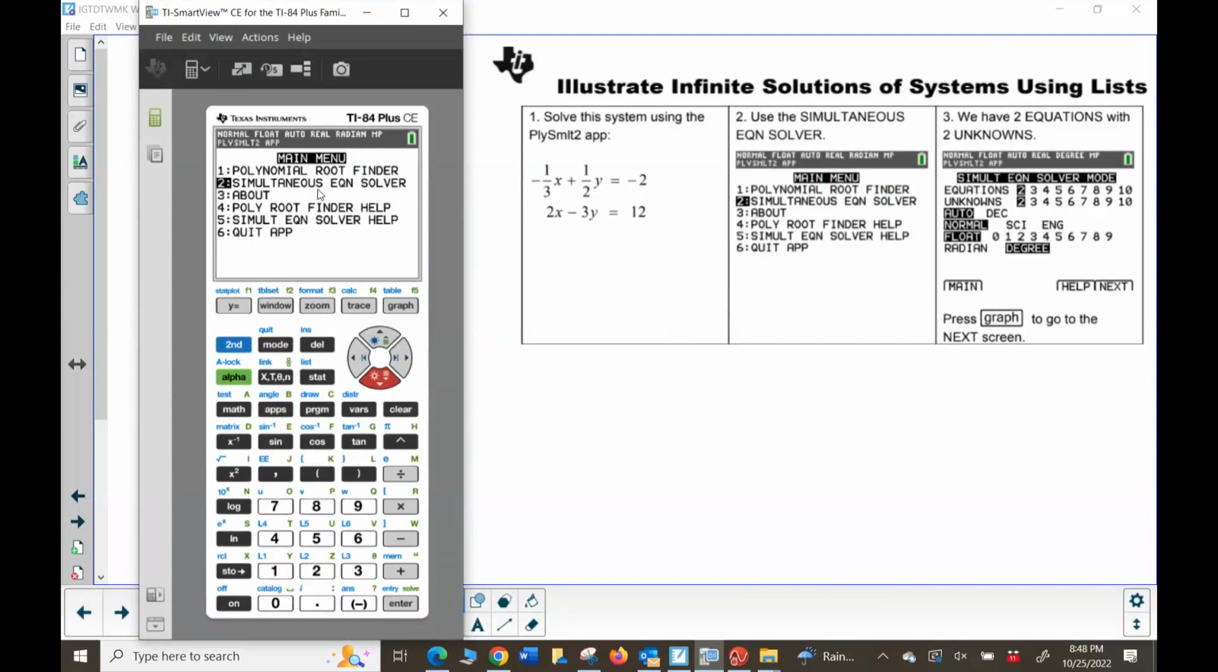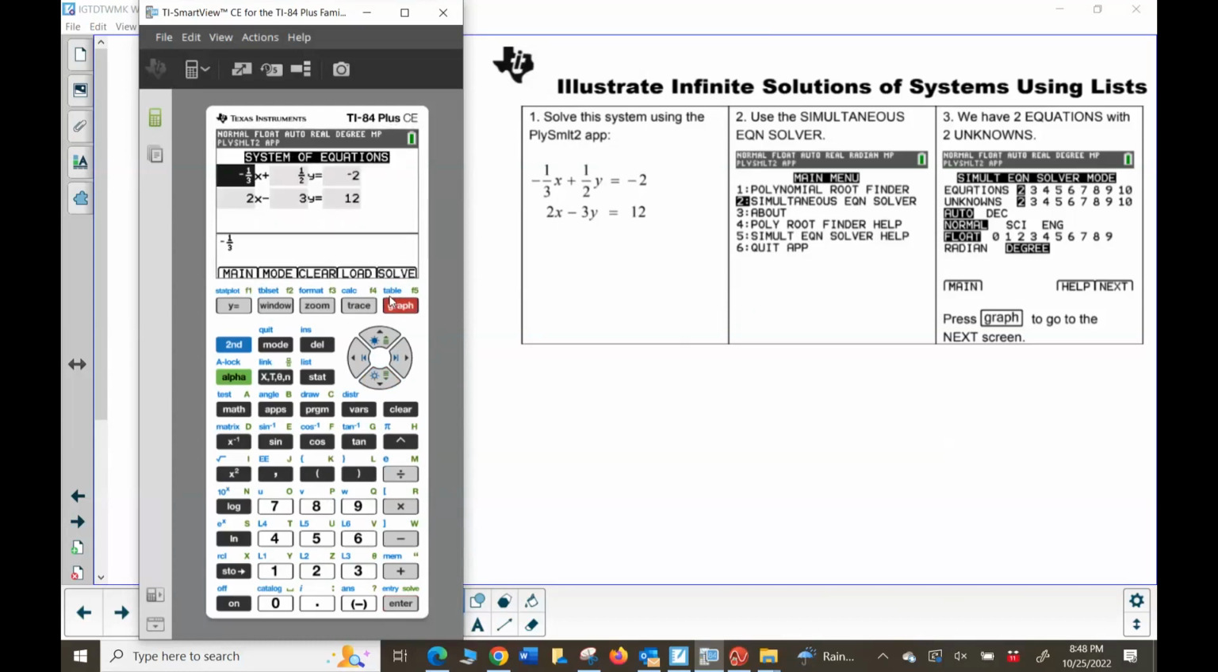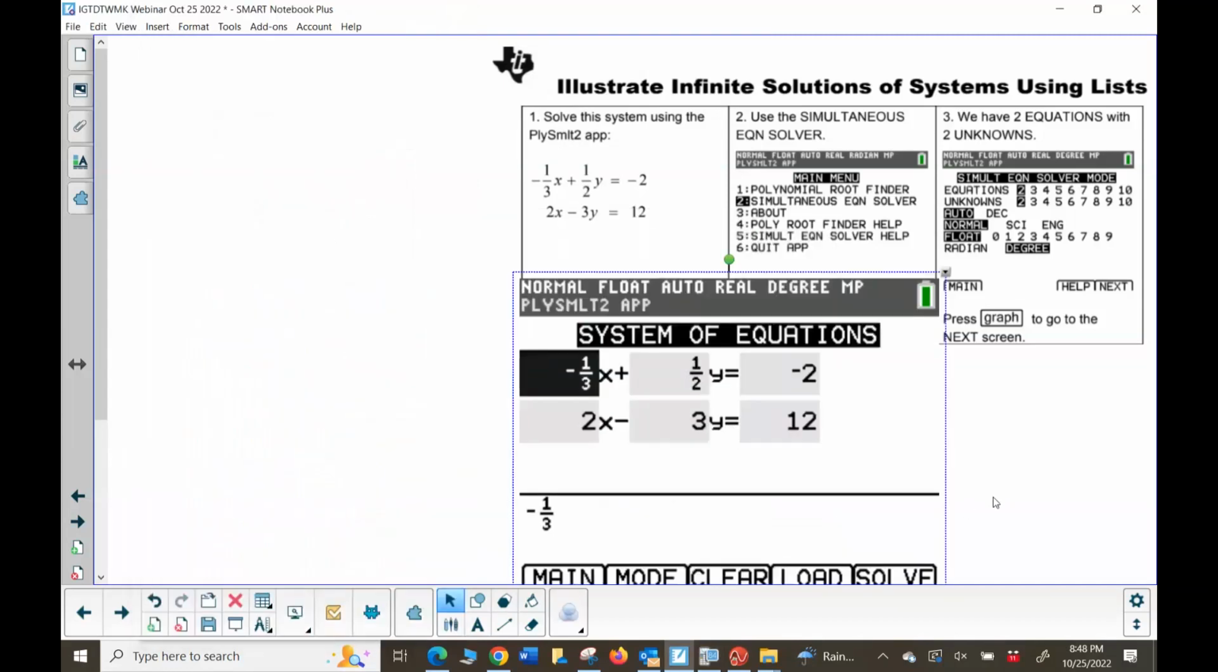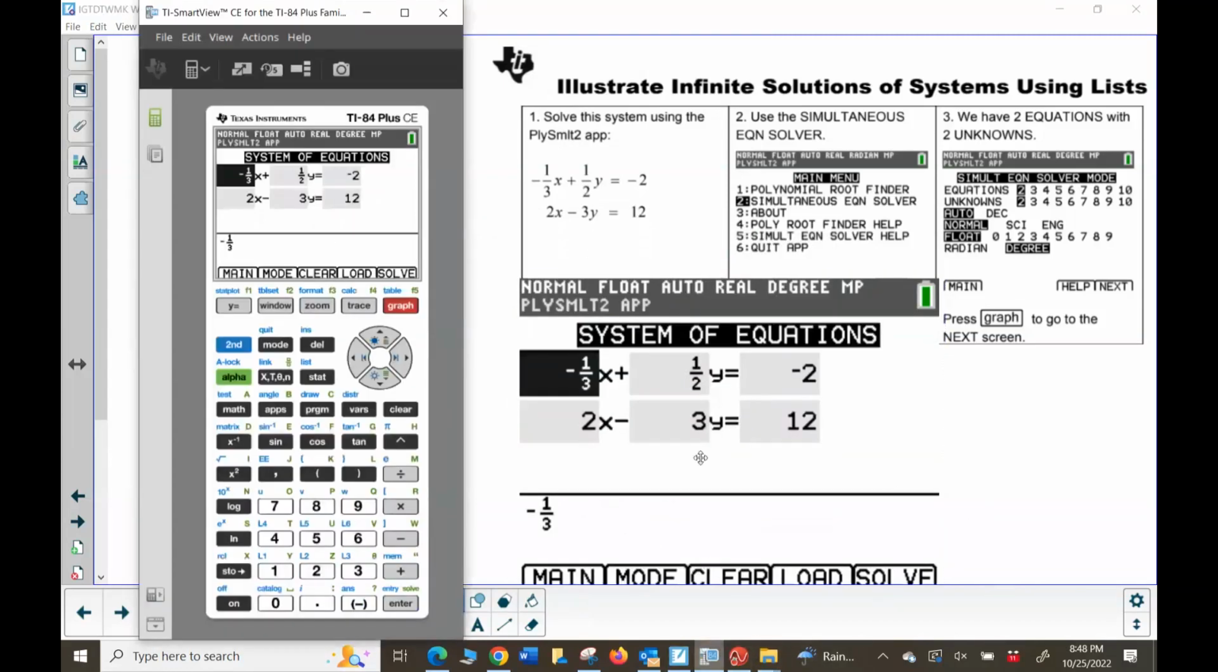And number 2 is the simultaneous equation solver. Here I have a 2x2, as it shows here. To go to the next screen, you press graph because it's right above the graph button. I typed this in already so that I wouldn't have to. I typed in a -3rd x plus a half y and so on there.